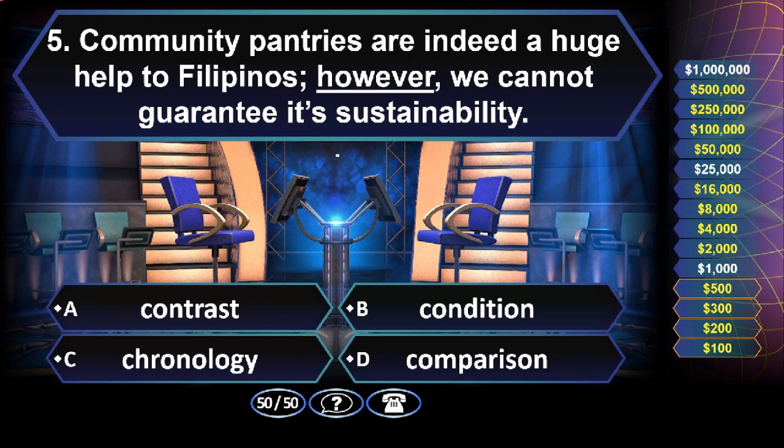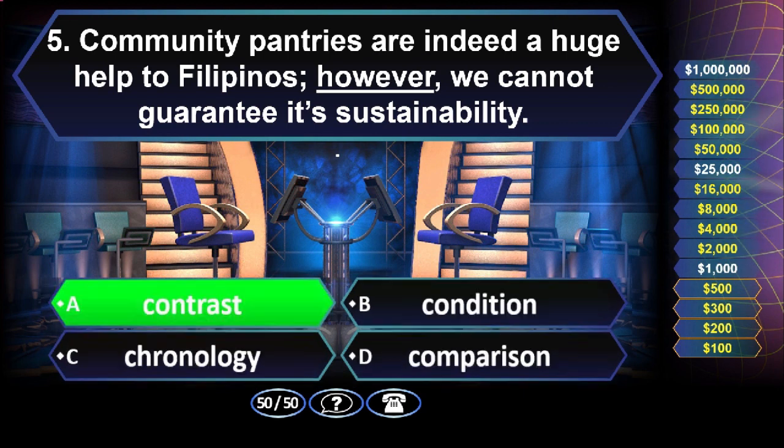Last but definitely not the least, let's have number 5. Community pantries are indeed a huge help to Filipinos. However, we cannot guarantee its sustainability. The purpose of the conjunction, however, is contrast.